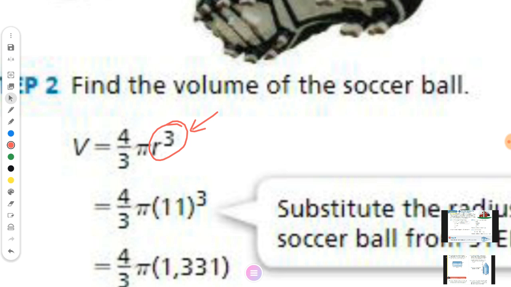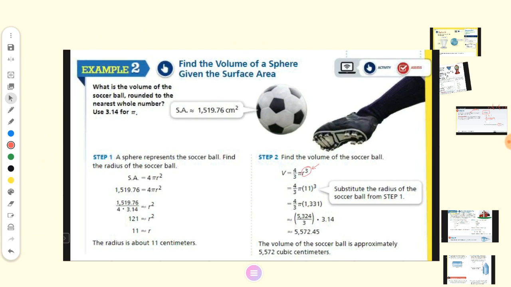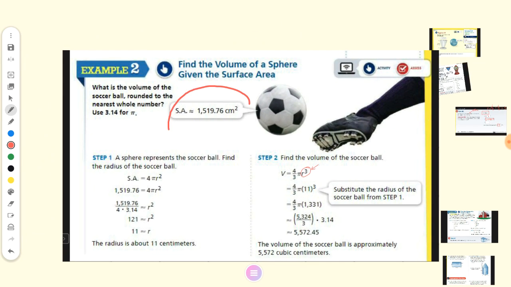If I have r, I can find the volume of the sphere. But here, in our problem, he didn't give me r. He gave me the surface area of the sphere, which is equal to 1519.76, and asks for the volume. So that means I need to get the radius from here. How? Write the rule of surface area. Surface area equals 4 pi r to the power 2. We already studied that before.